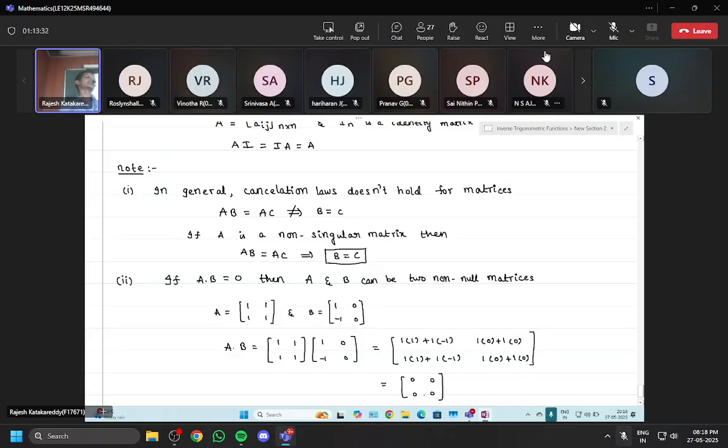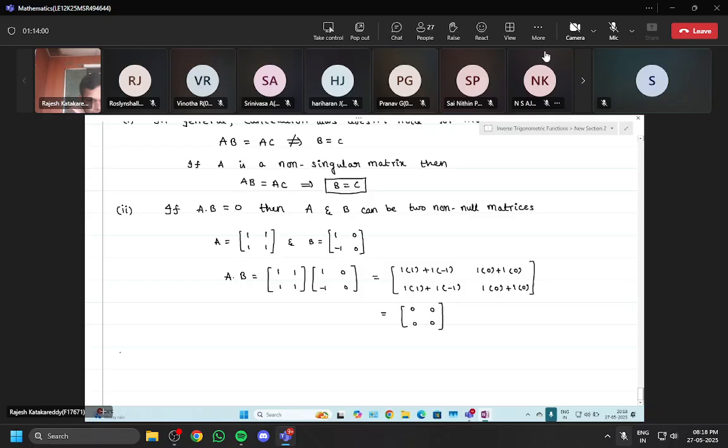AB equals null matrix implies that one can be null, that is true. Both are null, that is also true. We also have a situation where both are non-null. In general, it won't imply that at least one of them is null. We can say that at least one of them is singular. Clear? But we cannot say at least one of them is null. Understood? This is the second one.